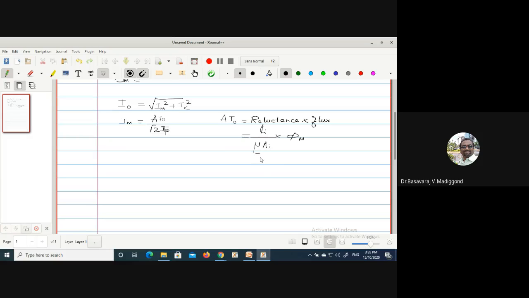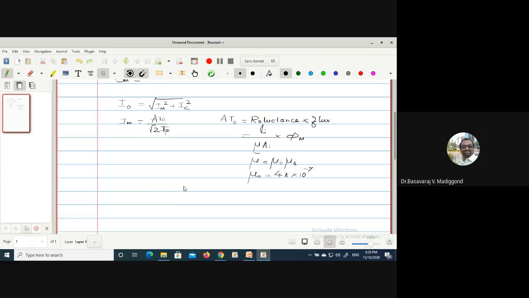Okay, and what is this? Mu is equal to mu naught into mu r. Mu r is given. Mu naught, you know. What is the value of mu naught? 4 pi into 10 raised to minus 7. Exactly, right. 4 pi into 10 raised to minus 7 is your mu naught.